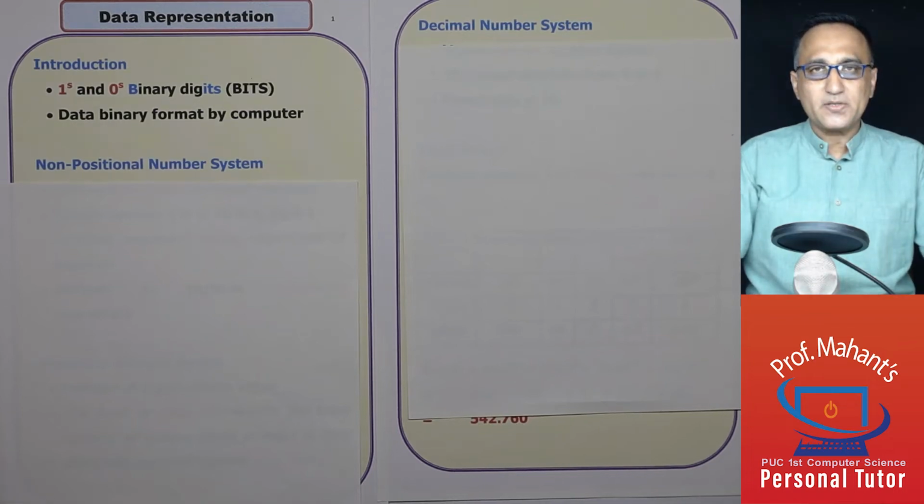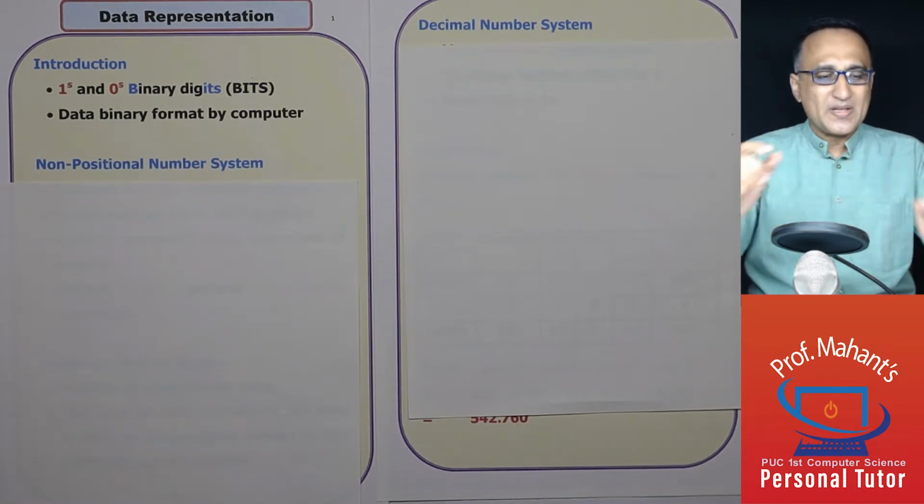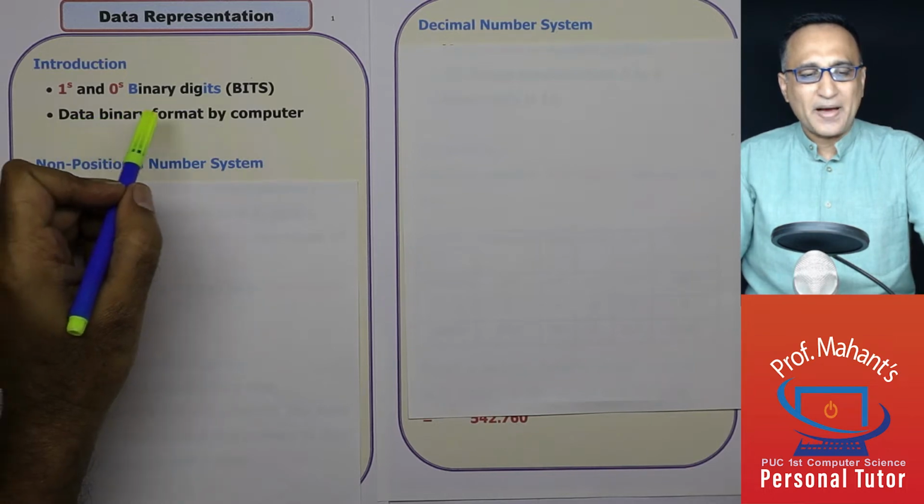This is a new chapter called data representation. By now, most of you must be aware that computers do not deal with the decimal number system. For computers, the processing is always in terms of discrete values, that is zeros and ones. So ones and zeros are known as binary digits.